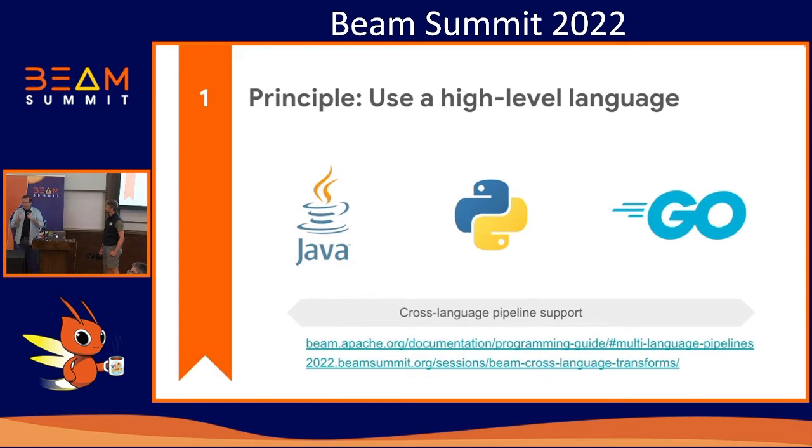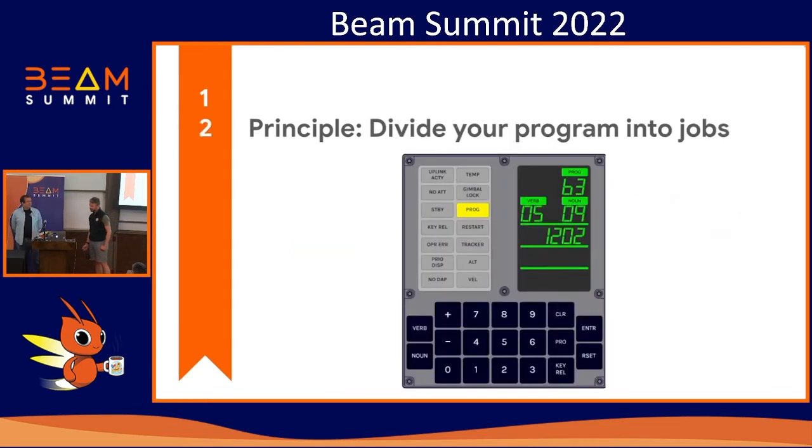So before we go to the next principle, check out the program, because there's a very nice workshop on cross-language pipelines on Wednesday, if I recall well, and I recommend you have a look at that, because with that, you're going to be able to choose whatever high-level programming language suits you better and to be able to use Beam. So you will not be forced to use a language you are not familiar with. All right, so let's have a look at the second principle.